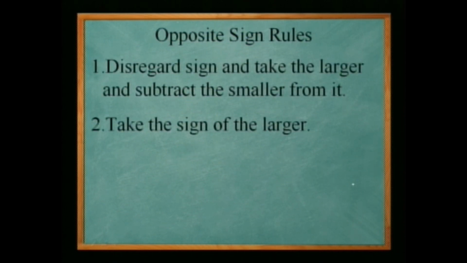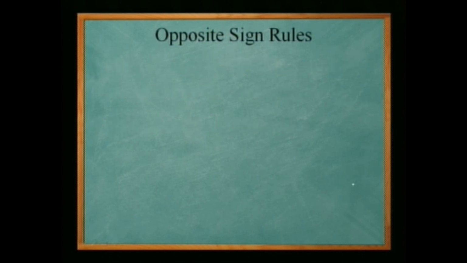Now, dealing with adding and subtracting, if it's opposite signs, you're going to disregard the sign and take the larger number and subtract the smaller from it. Then take the sign of the larger, and that's going to be the sign of your answer. To see a few examples of that, we're going to take negative 5 plus 9.